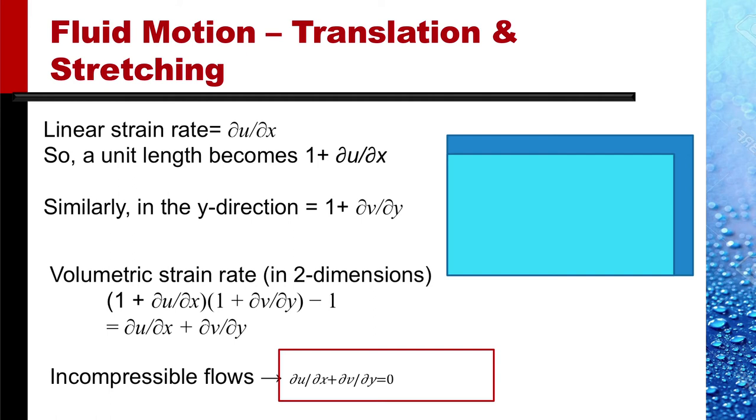Now, if the fluid is incompressible, then delta u by delta x plus delta v by delta y should be 0. This is the famous continuity equation for incompressible flows that we will discuss in the next lecture.